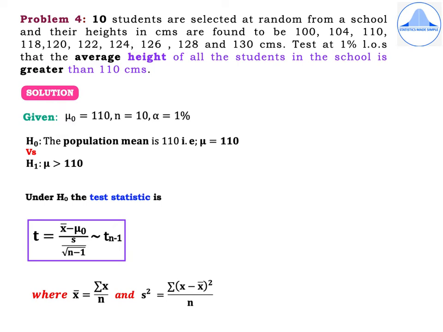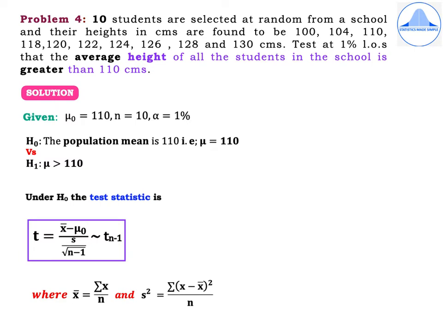The next step is to write H naught and H1. So H naught is the population mean is 110, that is mu is equal to 110 versus H1 mu is greater than 110, because in the question they have asked us to check whether the average height of all the students in the school is greater than 110. So because of the word greater than, the alternative is a right-tailed alternative. Under H naught, the test statistic is t is equal to x bar minus mu naught divided by S by root n minus 1, which follows t n minus 1.